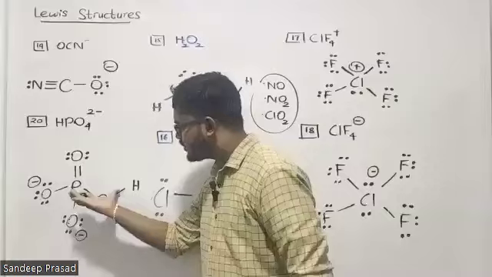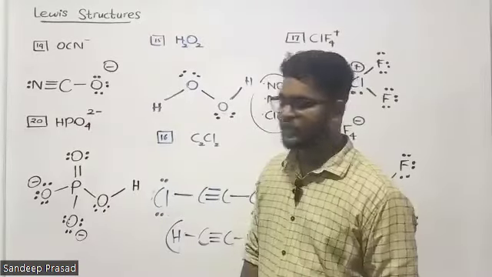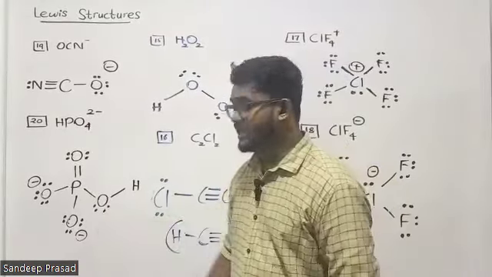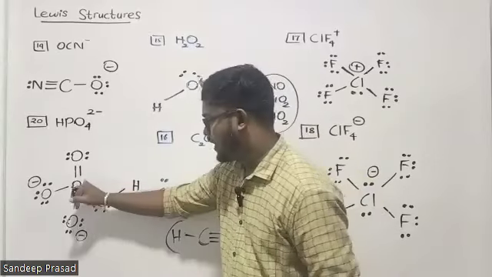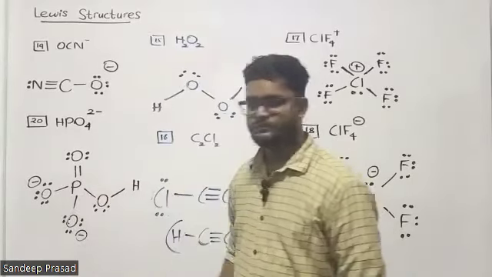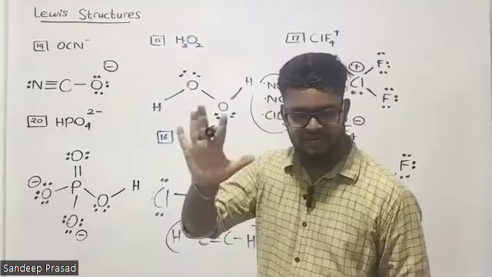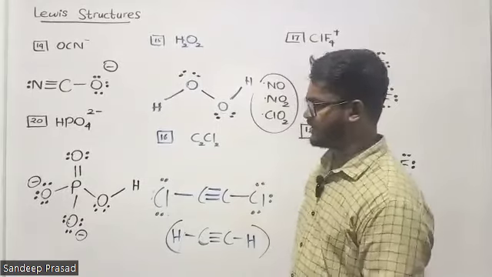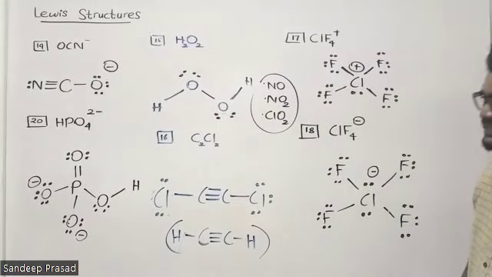Students, phosphorus is automatically satisfying everything. Octet exceeding doesn't matter. Then valence shell electrons, phosphorus 1, 2, 3, 4, 5. In the valence shell, phosphorus contains 5 electrons because phosphorus belongs to group number 15. So the 20th structure looks like this.